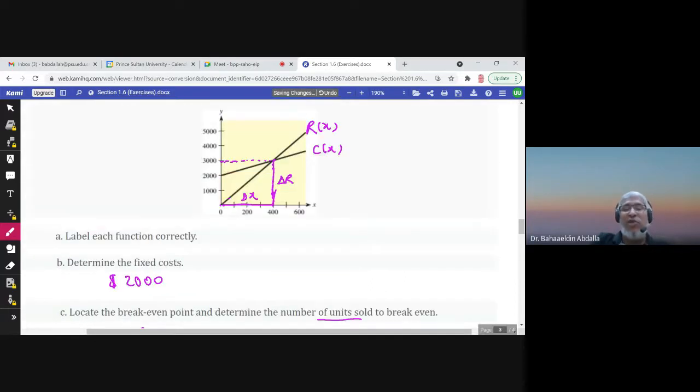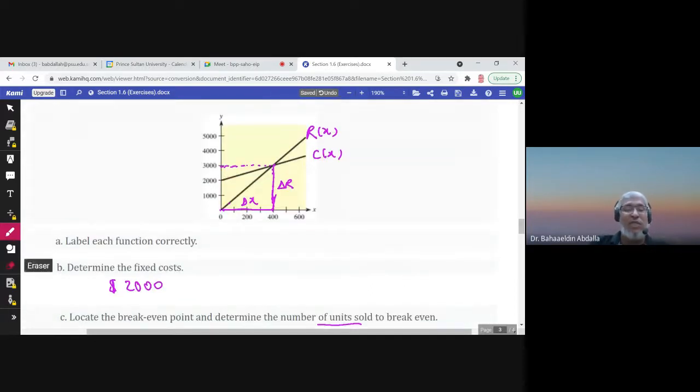For the marginal cost, I need also to get the slope of the line. So let me find now the slope of the line for the cost function. For the cost function, I will use this as X, okay? I'll go to here, and then I will have this rectangle now. This rectangle will determine the slope of the cost function. This length would be delta C, and this is delta X.